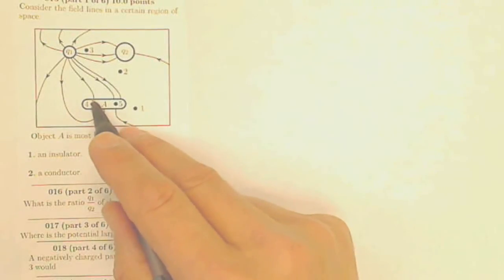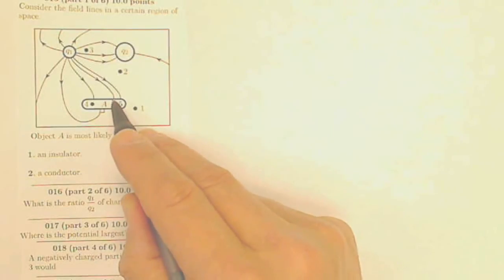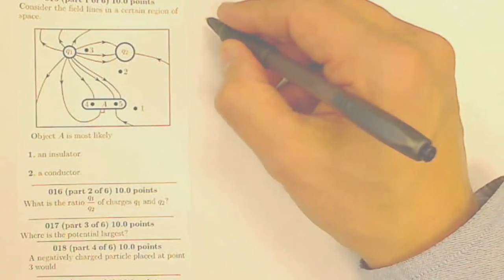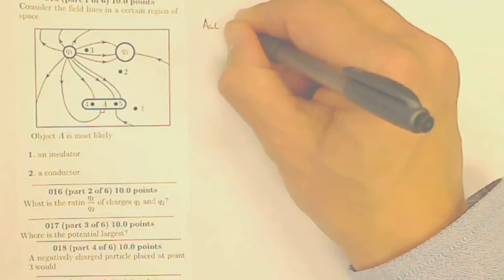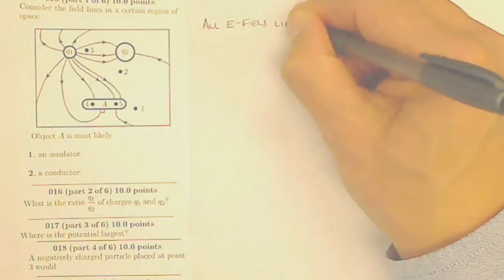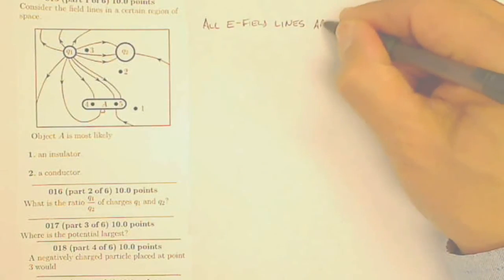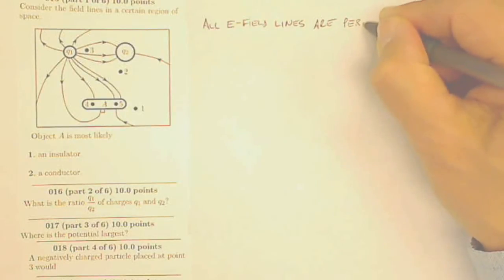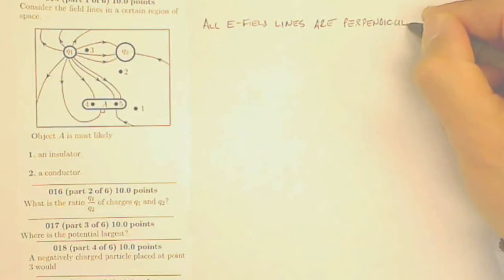Well, if you look at the electric field lines, you notice that all the electric field lines are perpendicular when they hit this object. One of the rules we have is that for a conductor, all E field lines that go in or out of a conductor are going to be perpendicular. So that should answer that question.